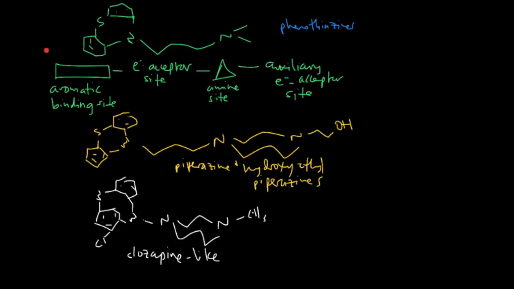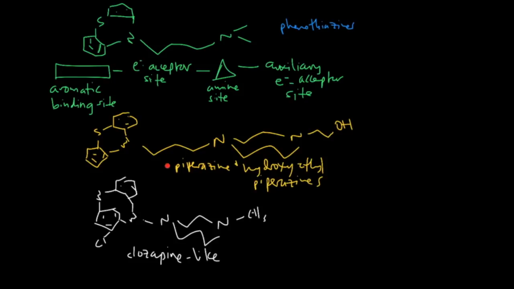So, here is your receptor. You have an aromatic binding site, an electron acceptor site, an amine site, and your auxiliary electron acceptor site. Let's look at your phenothiazines first. Your phenothiazine ring, the aromatic part, binds the aromatic binding site. Your nitrogen binds the electron acceptor site, and your basic tertiary amine binds your amine site, with nothing binding to the auxiliary electron acceptor site.